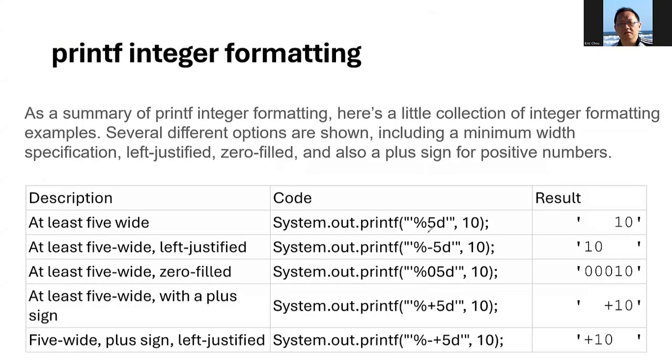This one, %5d, it will be 5 spaces, okay, aligned to the right. If you do %-5d, it will align to the left, okay. %05d will be 5 digits starting with 0, %+5d will be 5 digits with a leading plus sign. %-+5d will be aligned to the left, but with the sign in front, okay?